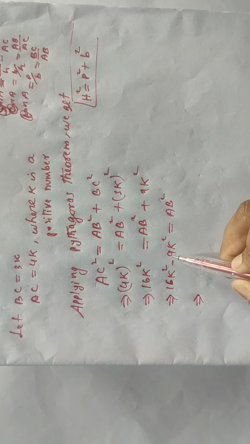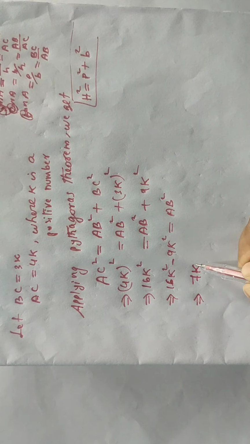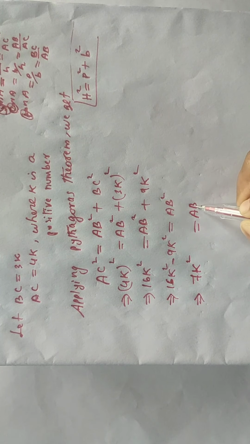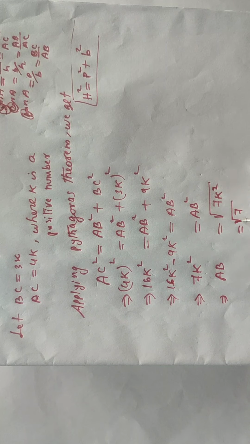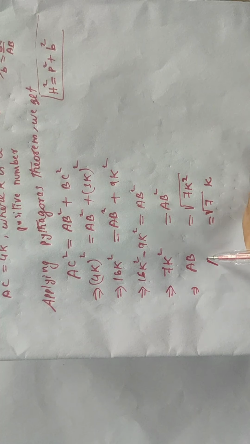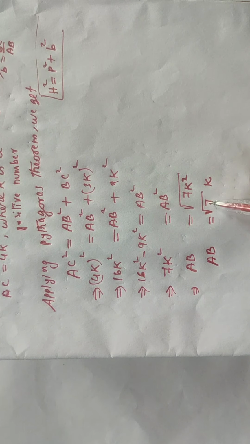Now if we subtract 16 minus 9, we'll get 7k square equal to what? AB square. This implies AB equals root over 7k square. I am writing this AB this side and 7k square this side. And if we omit this square, we have to put this side one root over sign, isn't it? Now we find the value of AB. It is root 7k.